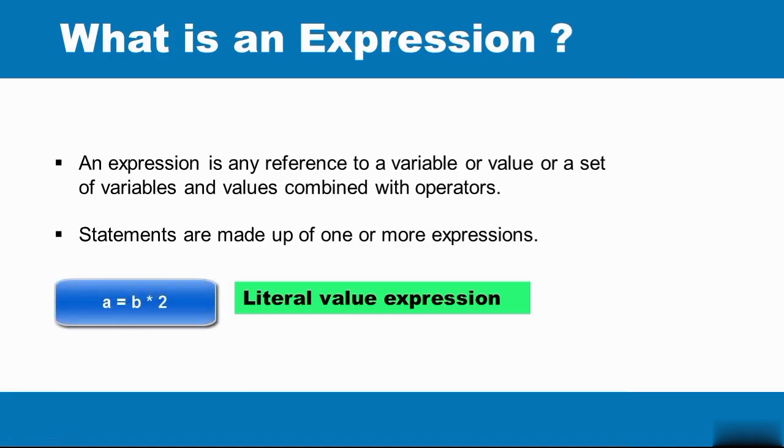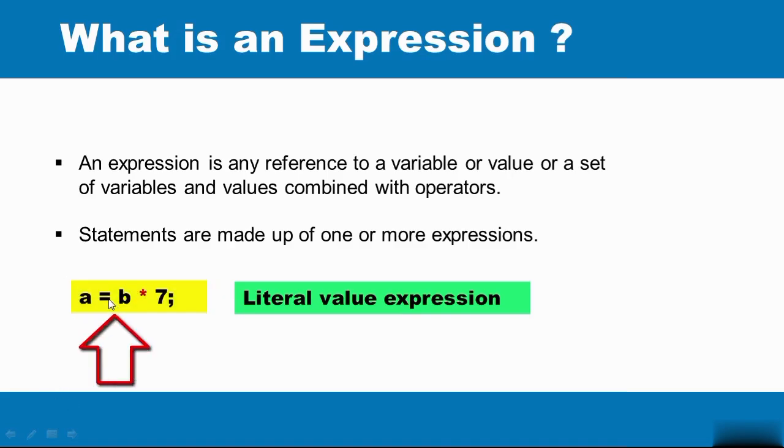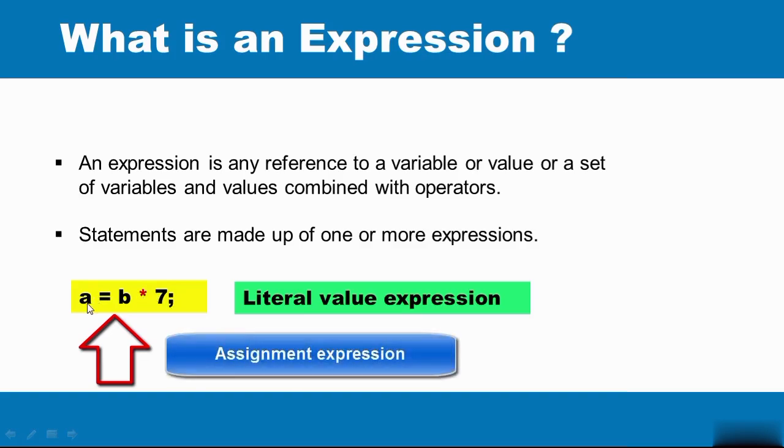The value A equals B times 7 is known as an assignment expression. This equals sign here is an assignment expression, which means it is used to assign the result of B times 7 to the variable A. So anywhere you see an equals sign is known as an assignment expression. It is used to place a value inside a variable.